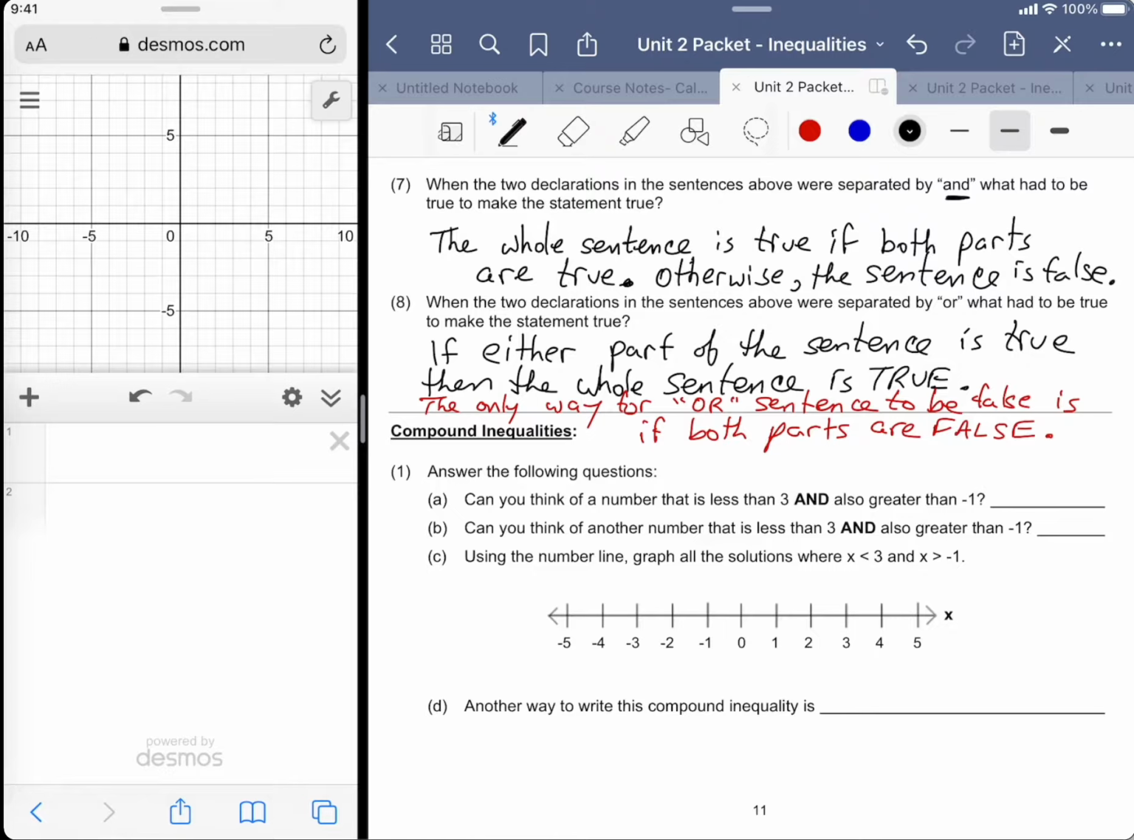answer the following questions. Can you think of a number that is less than 3 and also greater than negative 1? All right. So a number that's less than 3, you just pick anything you want, but it also has to be greater than negative 1. Off the top of your head, I mean, you could look at a number line too. You can pull up Desmos if you want, but like 0 maybe?